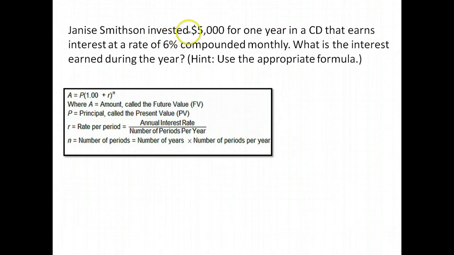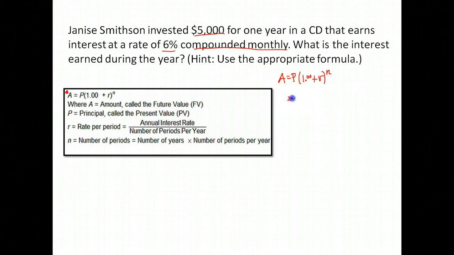All right, here's Denise Smithson. She invested $5,000 for 1 year in a CD that earns 6% compounded monthly. What is the interest earned during the year? Hint, use the appropriate formula. Looky there, it's right here. So again, we're going to use this formula where the amount in the account at the end, or the maturity value, is the principal times 1 plus the rate per period to the n power. That's the total number of periods you go through.